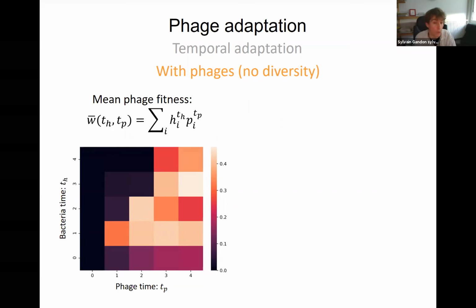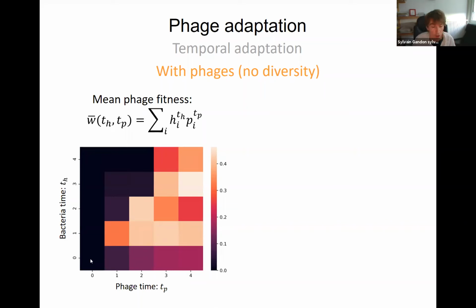But here we can just compute the mean fitness by calculating this product here. And so here I'm plotting the mean fitness of the phage population when we vary the sampling time of the phage and the sampling time of the host. So along the diagonal here, you have the contemporaneous match between the time of the phage and the time of the host.